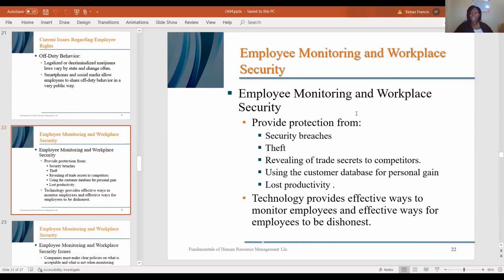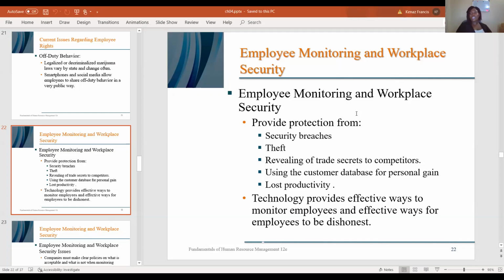Employee monitoring and workplace security provide protection from security breaches, theft, revealing the trade secrets of competitors, using the customer database, and loss of productivity. So you can actually monitor what is happening using cameras, using online detection systems and monitoring systems in order to protect your customers, your employees, yourself, right? So technology provides effective ways to monitor employees, and effective ways for employees to be dishonest. So you need to be able to monitor your employees in a lot of cases.